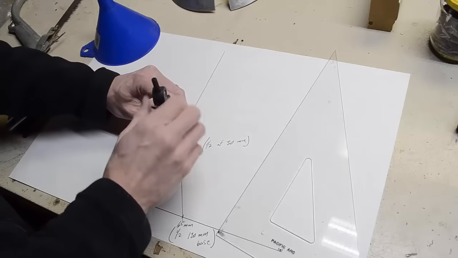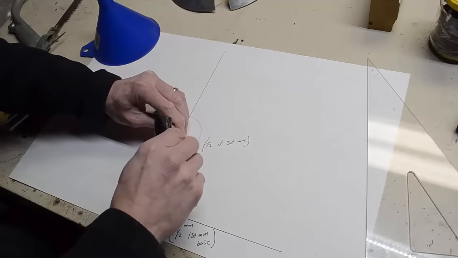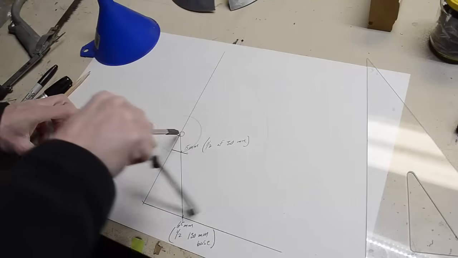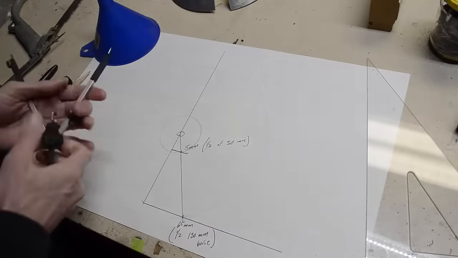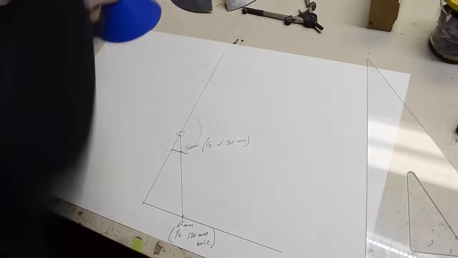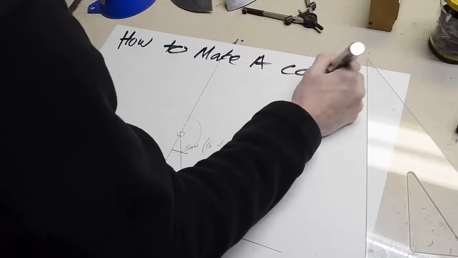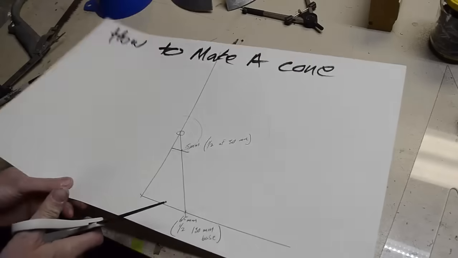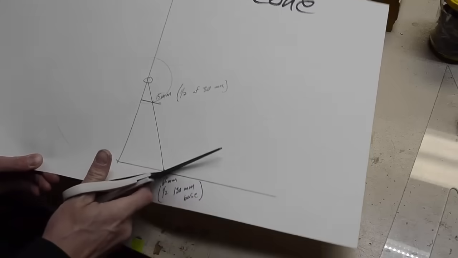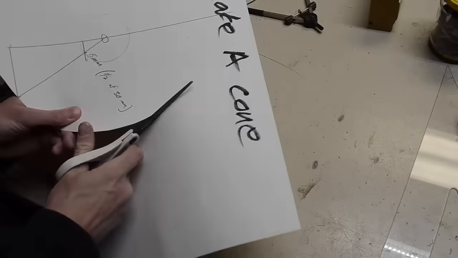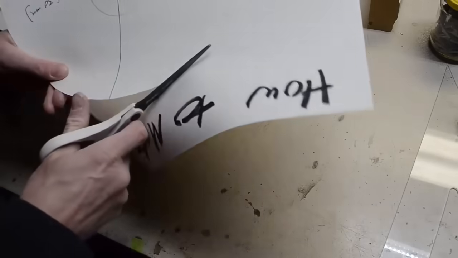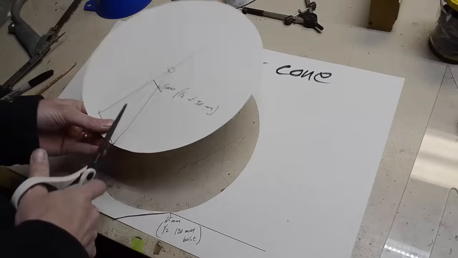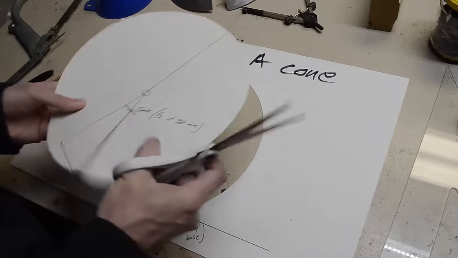Bring the compass again from the center point till it intersects with the 65 millimeter mark. Make another circle. From here, I'm just going to cut it out. And then you cut out the inside circle.